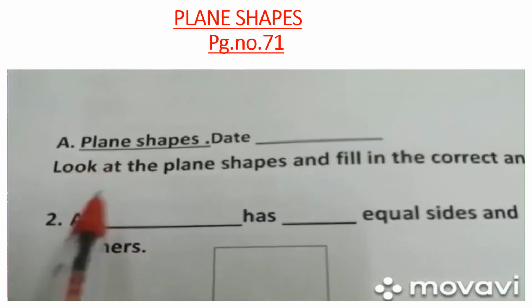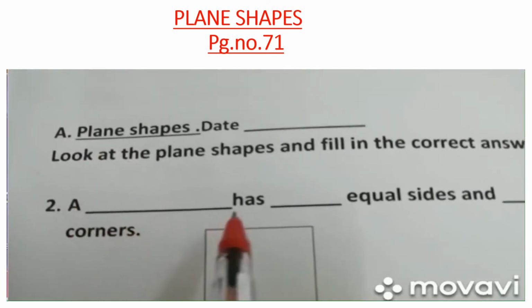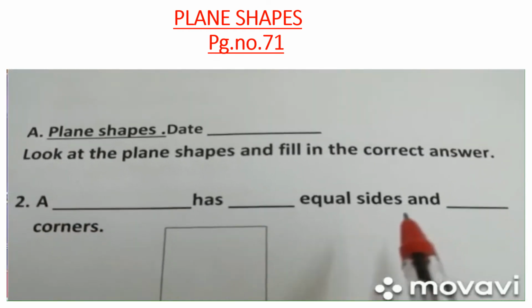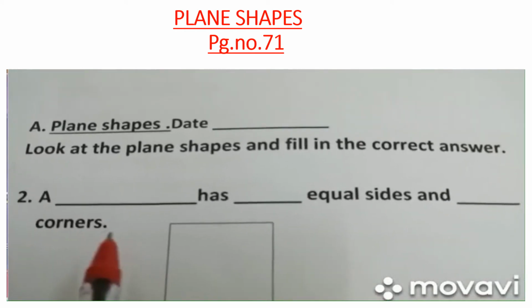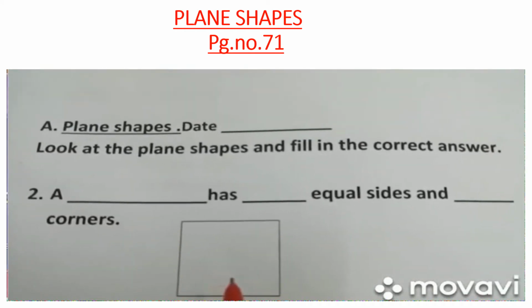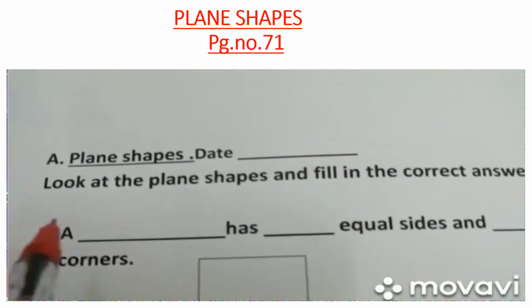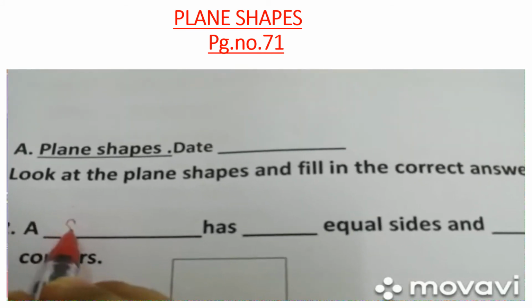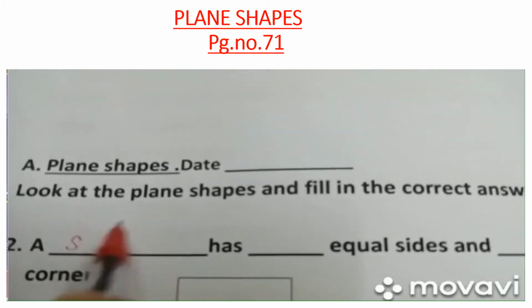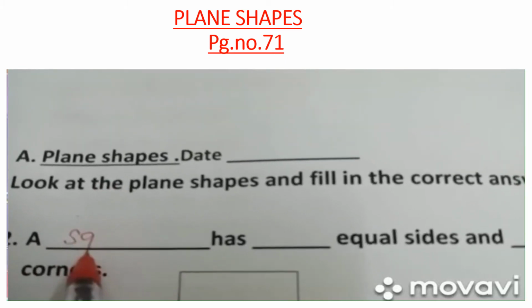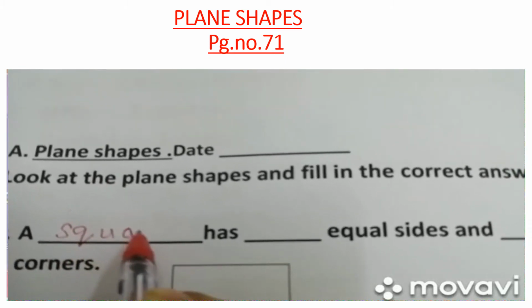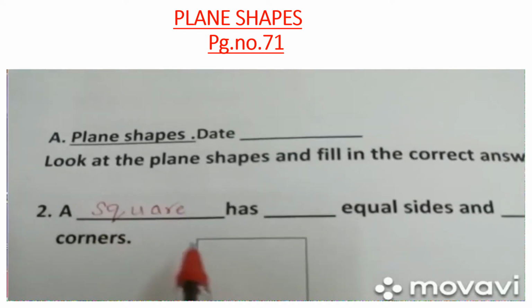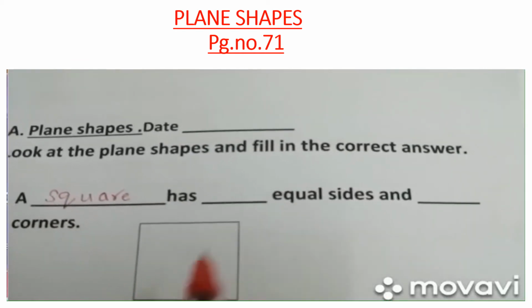See, let us start. A dash has dash equal sides and dash corners. First of all, what is this? Yes, this is a square. We will write here square. S-Q-U-A-R-E.